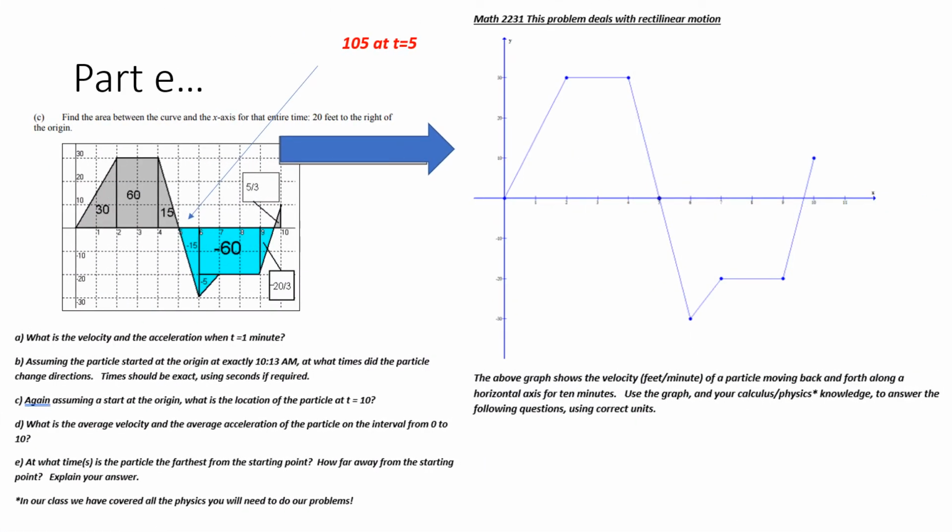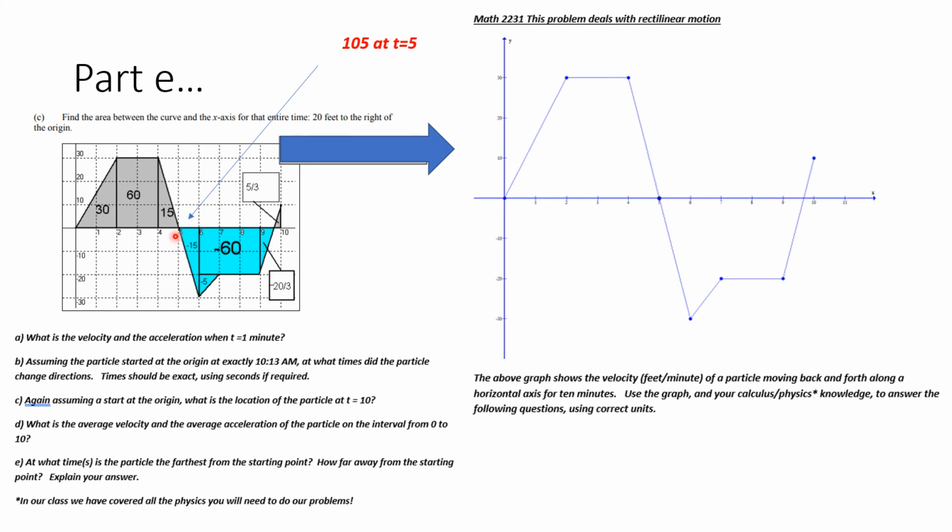Part E. At what times is the particle furthest from the starting point? And how far from the starting point is it? And explain your answer. Well, here you went, and you add these up, you're going in the positive direction. You start out going faster and faster, then you stabilize at a constant velocity there, still going in the positive direction, and then you start slowing down, but you're still going in the positive direction until this point. Well, when you add those up, you find that you're at 105 at t equal 5.